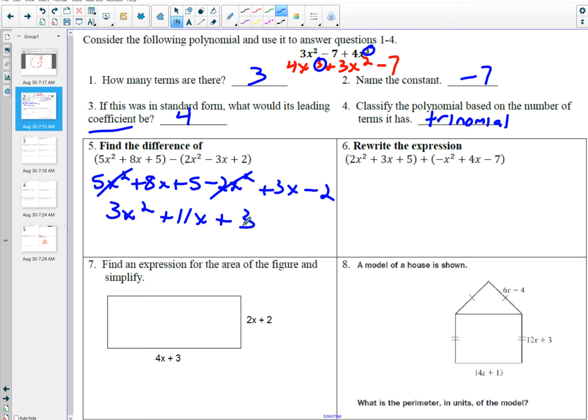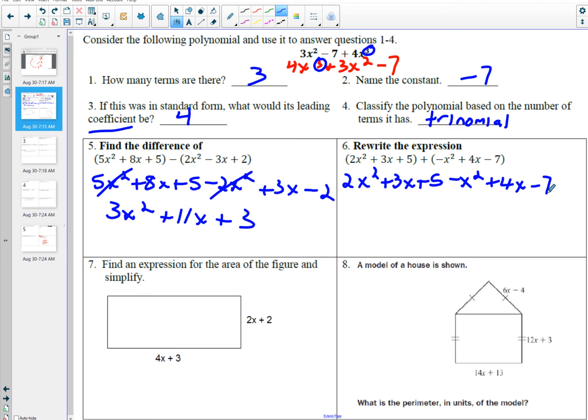Number 6. Stepwise, structurally it is identical. We're going to do the exact same steps. The only difference is that when we do the first step and remove the parentheses, because both parentheses have a positive 1 in front, every term stays exactly the same. 2x squared plus 3x plus 5 plus a negative is a minus x squared plus 4x. And then the minus 7 stays the same. And then we combine like terms just like we did on the first one.